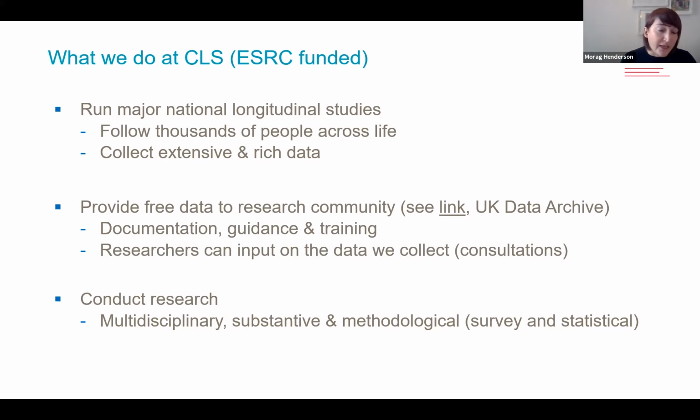At CLS, we provide free data to the research community, and it's all housed at the UK Data Archive. We also provide documentation, guidance and training, and we ask researchers regularly to shape and consult with us to input on the data we collect. So if there's a very strong voice for, let's say, polyamory or complex romantic relationships for the next wave, then we would include that for some of our cohorts. So we listen to the research community about what the main priorities are going forwards.